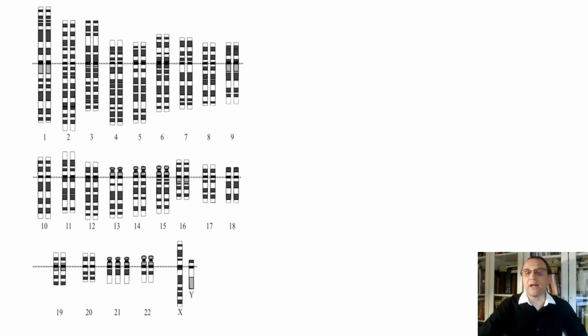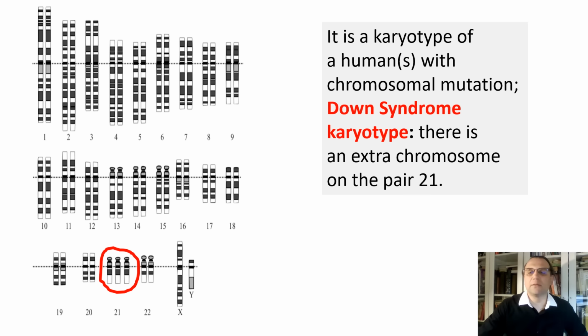Now take a look at the karyotype of this individual. Do you see anything unusual here? Yes, this is not a typical human karyotype. Look at pair 21. There is an extra chromosome. Having too many or too few chromosomes can cause serious problems with health, growth, and normal development, such as Down syndrome. Extra chromosome 21. It is a human karyotype with a chromosomal mutation. This is a Down syndrome karyotype. I covered chromosomal mutations in lecture number 14.